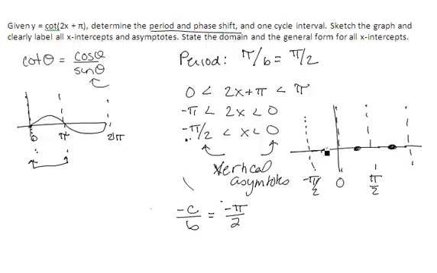We could also find additional points. We know that halfway between the x-intercept and the vertical asymptotes, it will either reach a, which is 1, or minus a, which is negative 1. We know that the cotangent is a decreasing function. Therefore, at negative 3 pi over 4, it's hitting 1, and at negative pi over 4, it's hitting negative 1. Sketching my graph of my cotangent function.